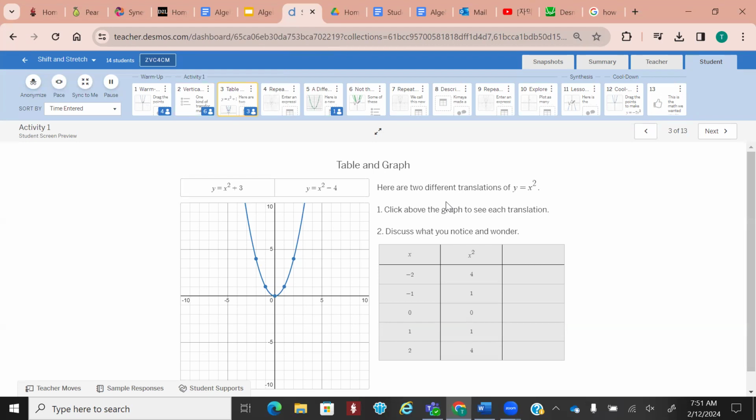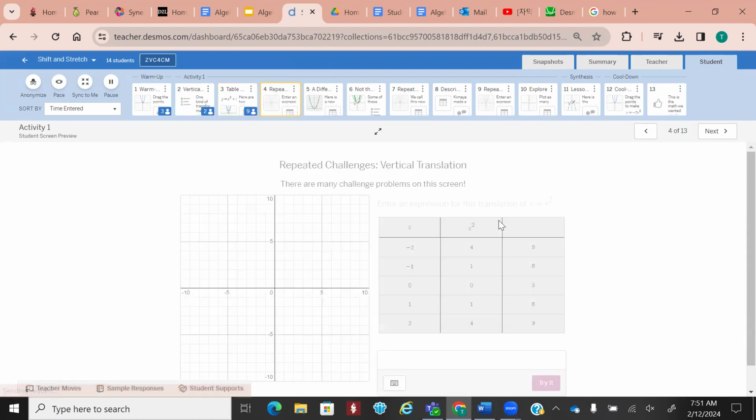Here are the 2 different translations of y equals x squared. Click on the above graph to see each translation. Discuss what you notice, what you wonder. So for here, what happened? This one on the left, x squared plus 3, what happened? It changed the y-intercept and it moved it up how many units? 3 units. What about this one? It moved it down how many units? 4 units, okay?